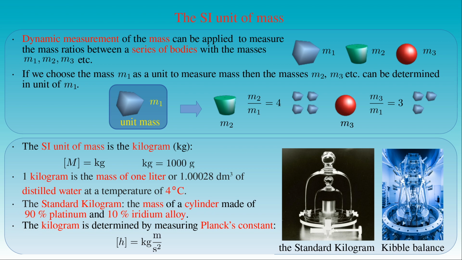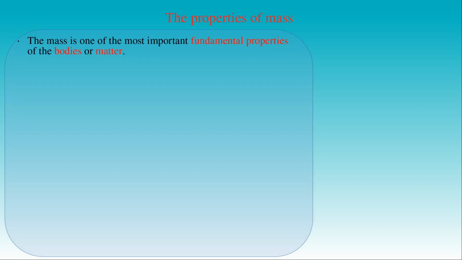The kilogram determined with this apparatus is also called the electric kilogram. After having introduced the unit of mass in physics, we give a brief overview of the basic properties of mass. As already mentioned, mass is one of the most important fundamental properties of bodies or matter.